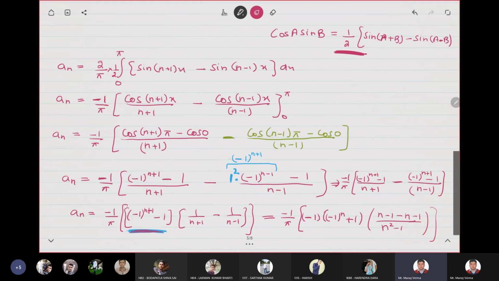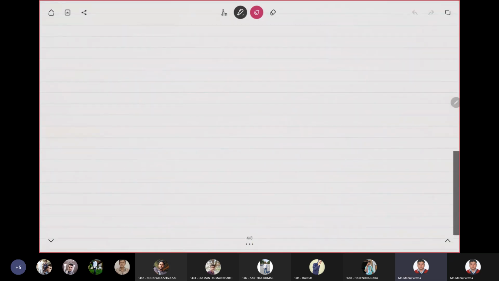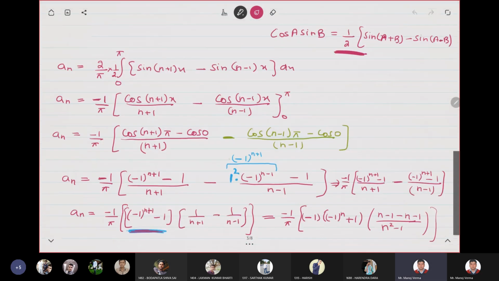I am writing this term same in the next page. This an is now become minus 1 over pi, minus 1, which I took common just now, minus 1 raised to the power n plus 1, which remained from the first expression after taking common, and minus 2 raised to the power n square minus 1. That n minus 1 we can cross, this n will cancel and minus 2 will remain in this expression.